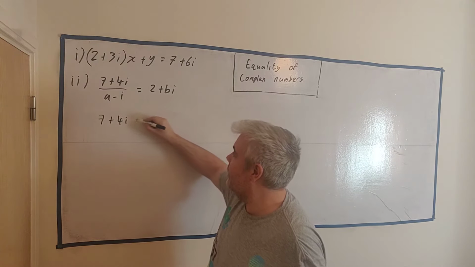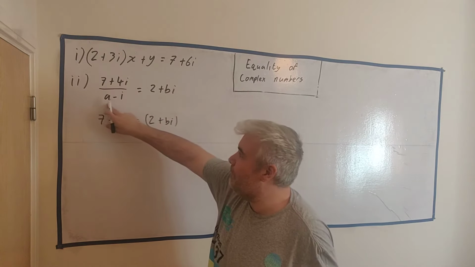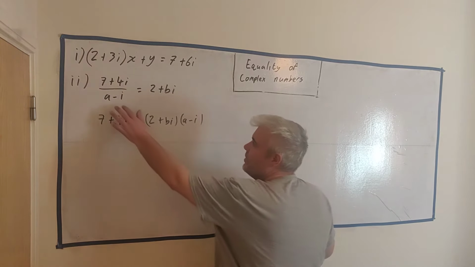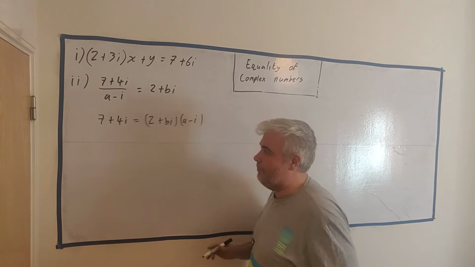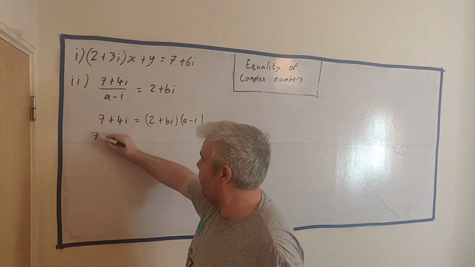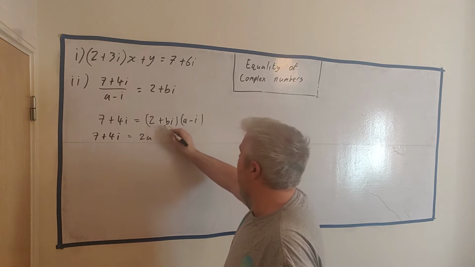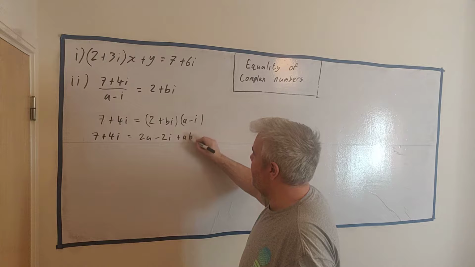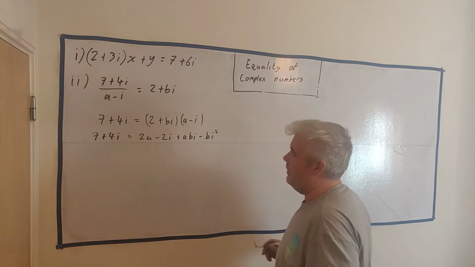But don't worry, there's a simple solution. 7 plus 4i over a minus i equals 2 plus bi. Multiply both sides by a minus i, and we'll get rid of the denominator. So now we're just left with the left side all nice for us, and let me write it out again. 7 plus 4i is equal to 2a minus 2i plus abi minus bi squared.